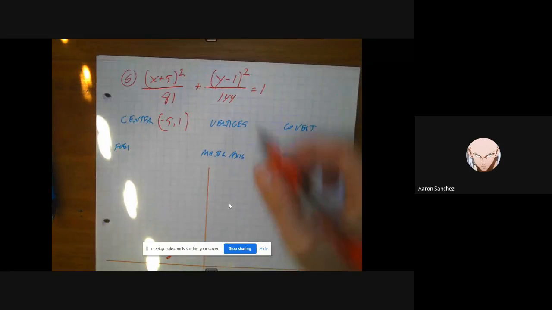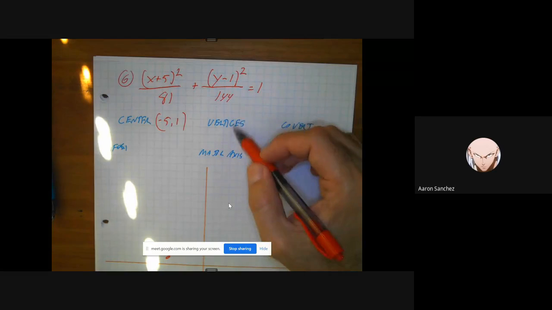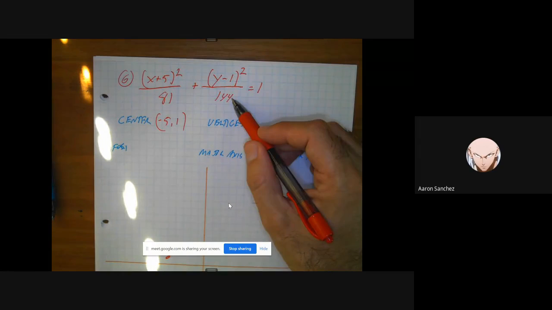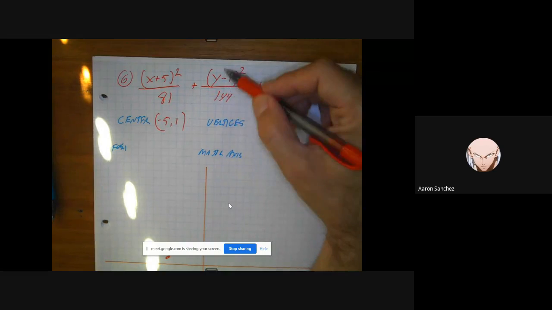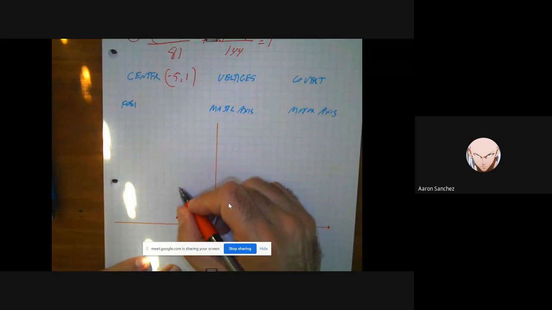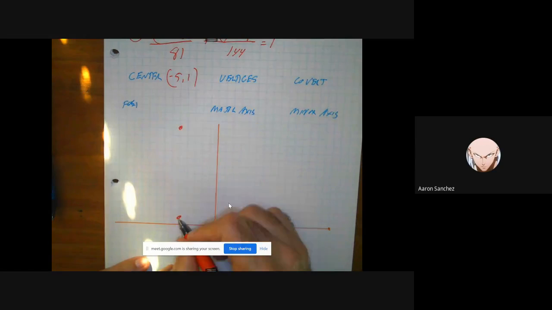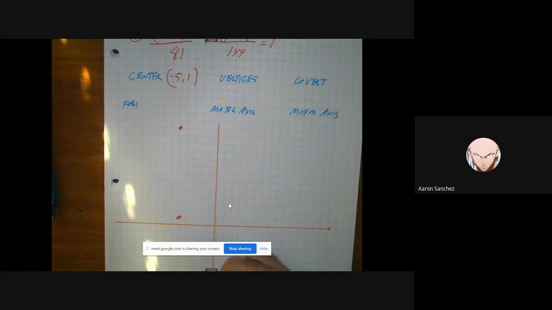Now, my 144 is going to be 12 because I go up 12. I'm going to go down 12, right? Because the square root of 144 is 12. And this is the y. The y means I go up and down. So from here, I go up 1, 2, 3, 4, 5, 6, 7, 8, 9, 10, 11, 12. I go down 1, 2, 3, 4, 5, 6, 7, 8, 9, 10, 11, 12. I go right.